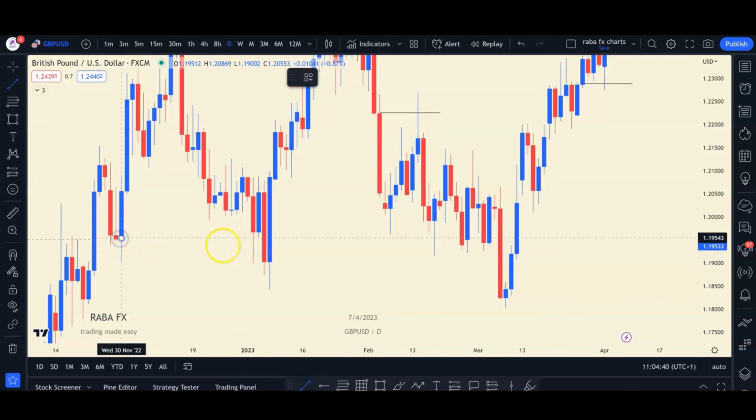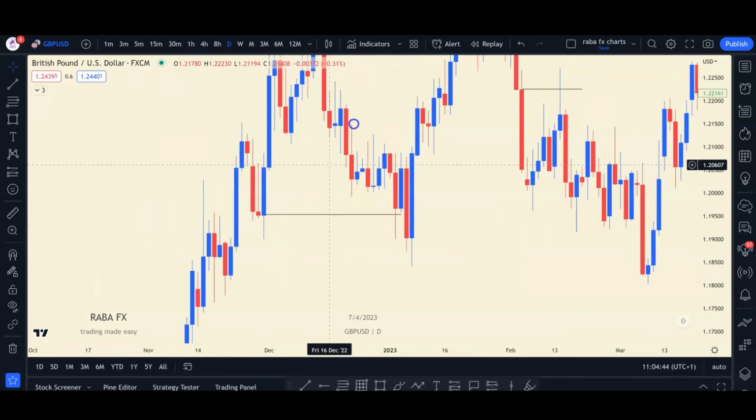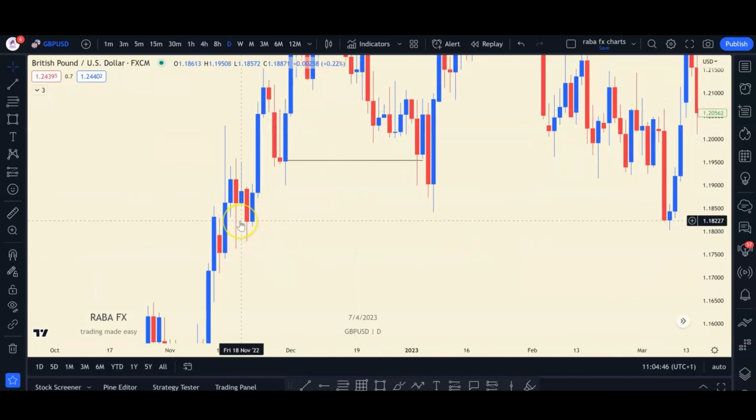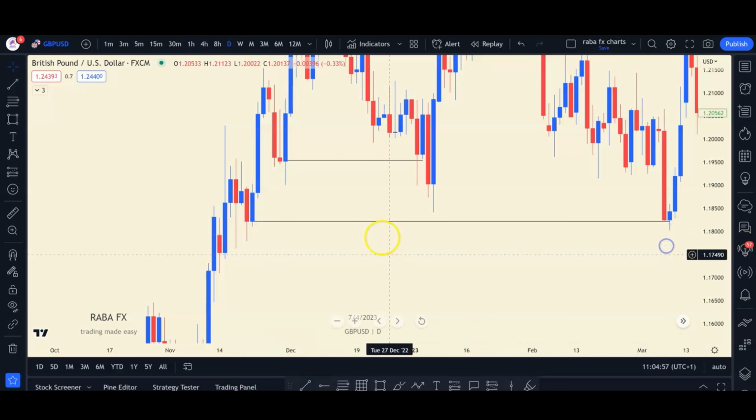We have price mitigating this region before moving to the upside. Here, price failed to mitigate. That makes this low an inducement. If we look at this low here, this is the opening price that led to the push.